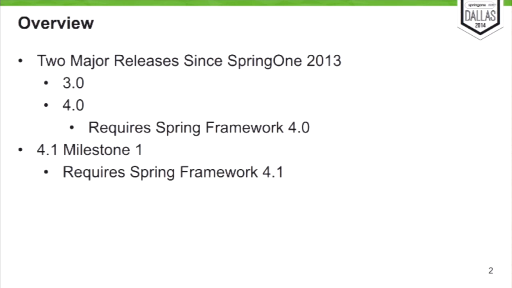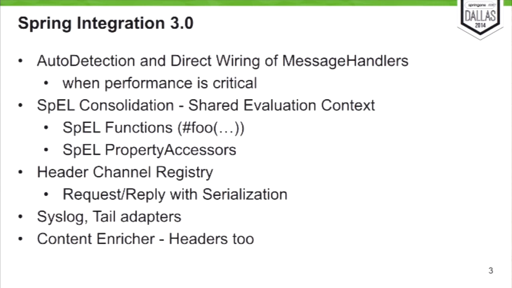We just on Friday released the 4.1 milestone, and we'll talk a little bit about that and what additional things that gives us briefly. And that too is going to require Spring Framework 4.1 because of some other infrastructure changes in core Spring. So what was in 3.0?